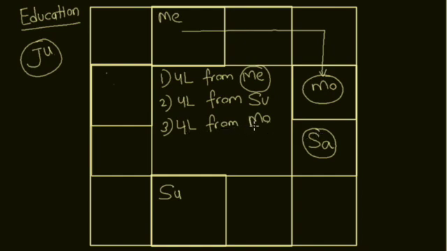And the fourth lord from Moon. So Moon is here in Cancer. The fourth house from Moon is Libra. Lord of Libra is Venus. Let's say Venus is over here, exalted in Pisces. So when Jupiter is going to transit this Venus, it will bring educational gains to the native.